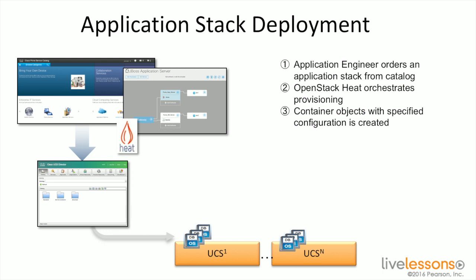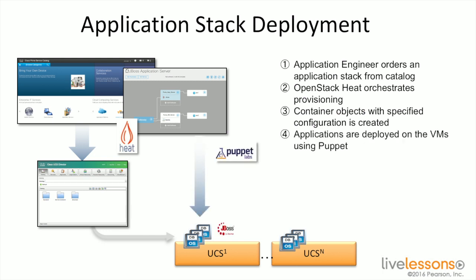So these applications are going to be deployed in the VMs. And in order to do that, I've got to use something else to make that happen. So the container object itself is going to be created. I'm going to use Heat to integrate within UCS Director and launch some of these different physical infrastructure components. But the next step is I want to leverage something like Puppet to automatically install the software itself on the virtual machine.